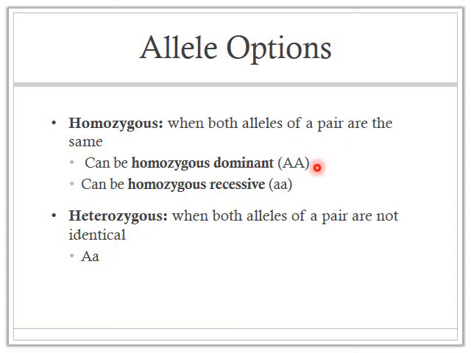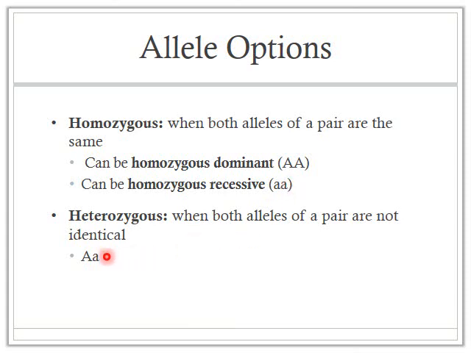And so in homozygous dominant, big A, you know that the trait of big A is going to show. So if big A represented brown hair and little a represented blonde hair, in this case, big A, you only have one choice. It's one or the other, and you're going to have brown hair. Little a, you only have one choice. It's going to be blonde hair.